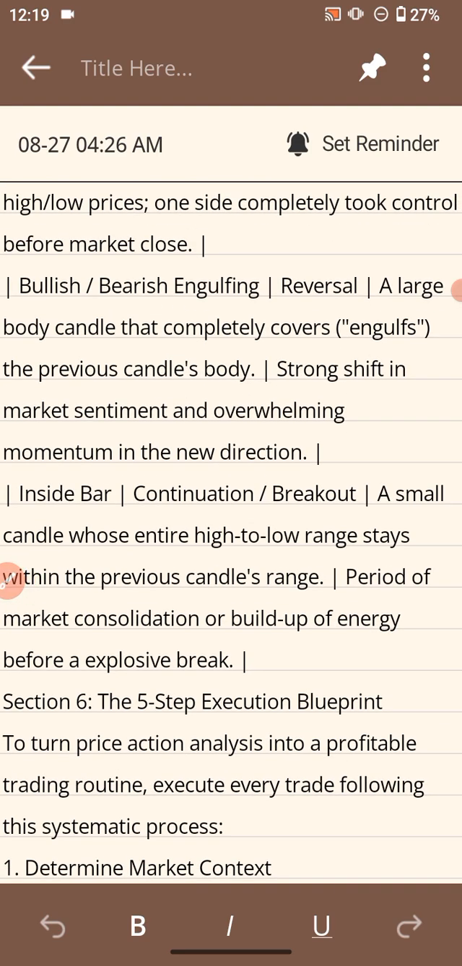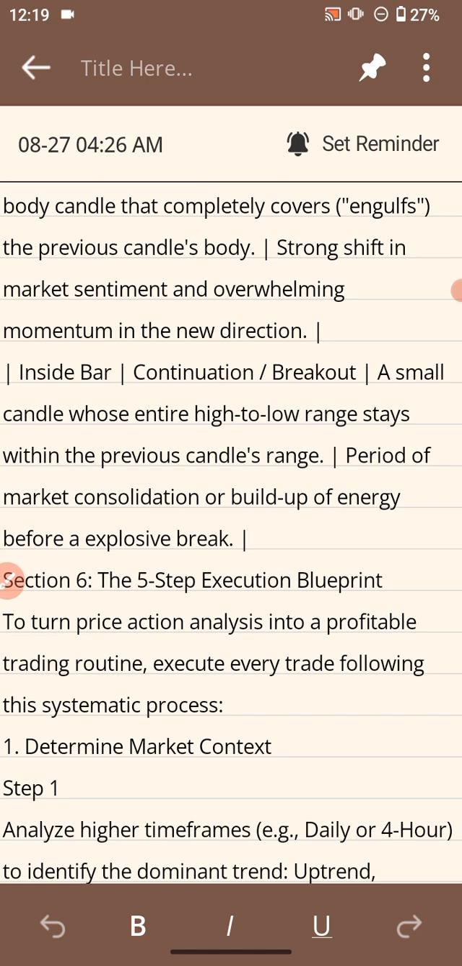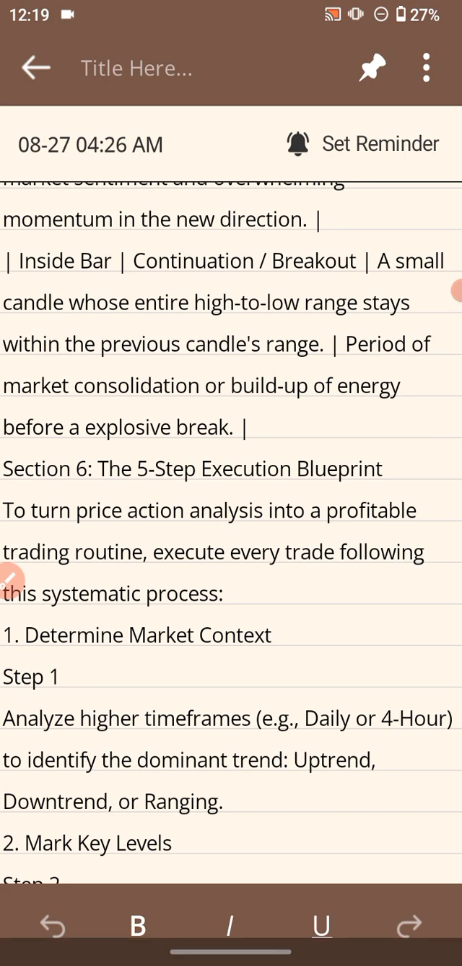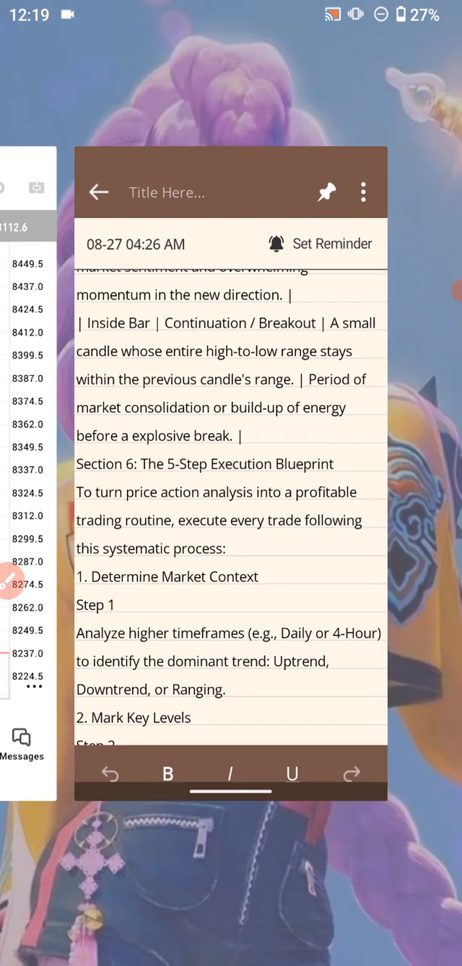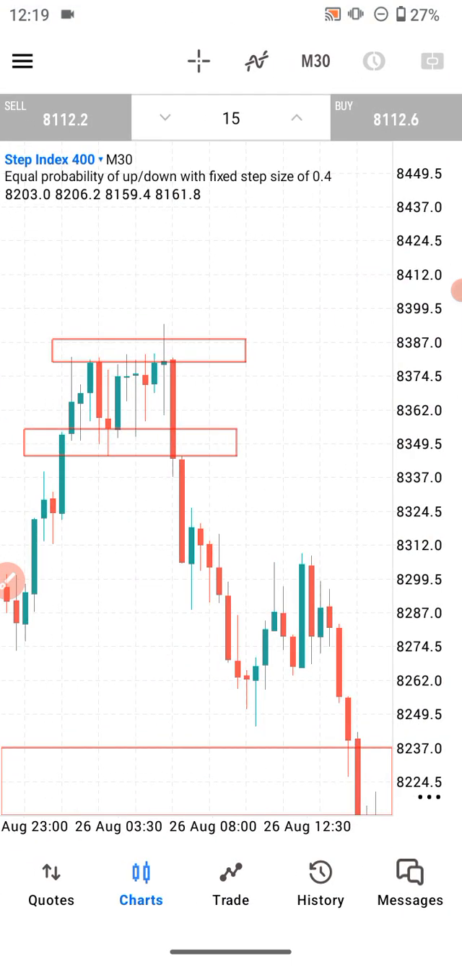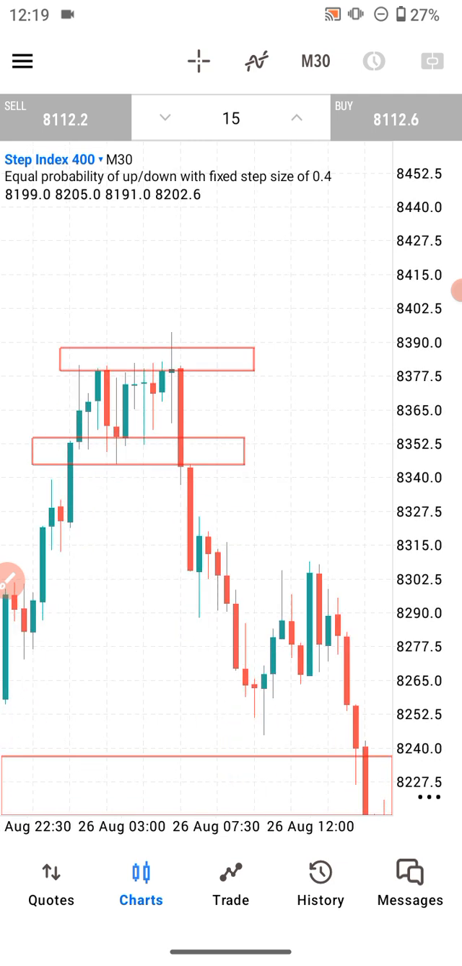So we have seen a perfect example of an engulfing candle. Now I will show you a perfect example of an inside bar, a continuation breakout. And the meaning is a small candle whose entire high to low range stays within the previous candle range. Period of market consolidation or build up of energy before an explosive break. So explaining that would require an example for better understanding. If you are looking for entry signals using this price action trading, you need this.